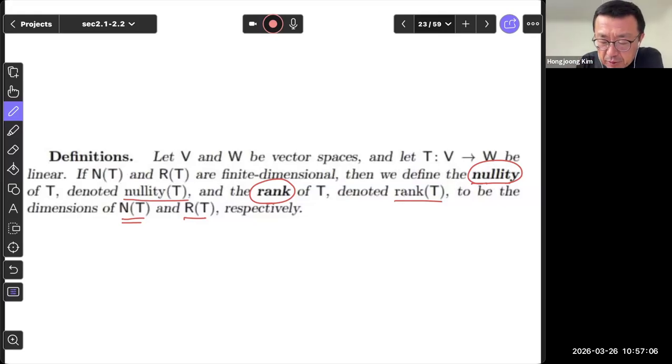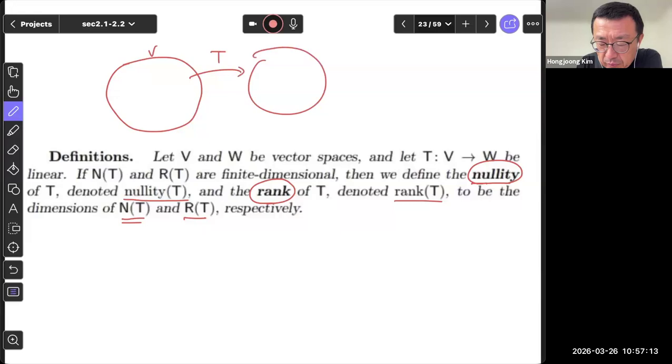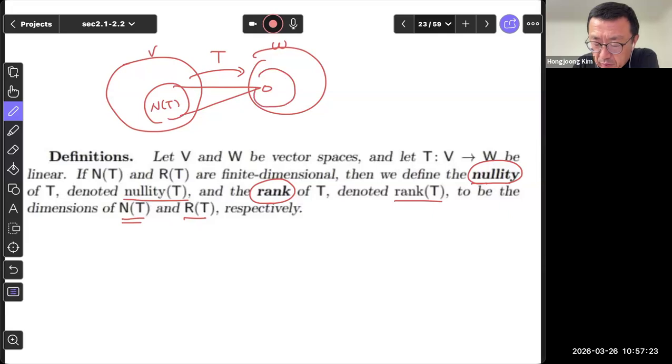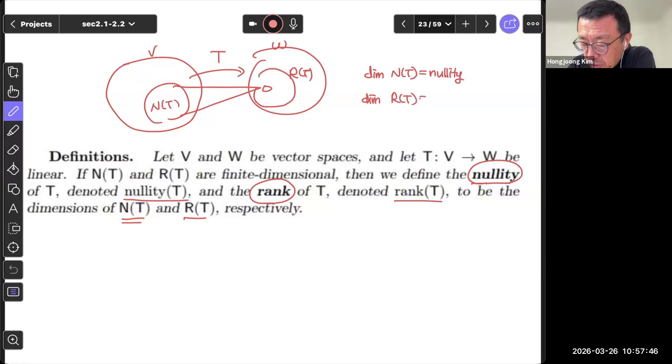So, as I said, T is a mapping from V to W, and the null space of T is mapped to 0, and the range, R of T, is some subspace of W space, and the dimension of the null space is now called nullity, and the dimension of the range will be called the rank. Okay, so please remember this.